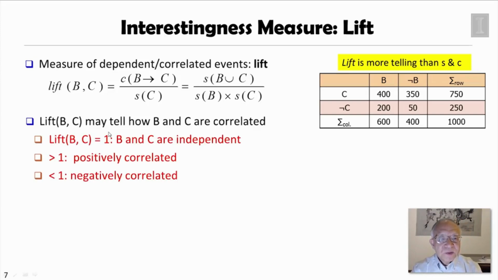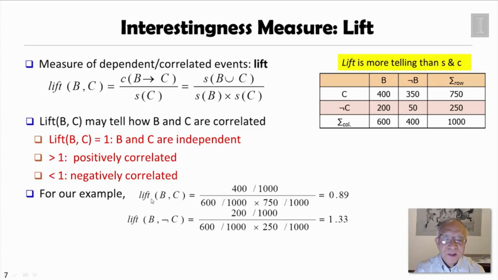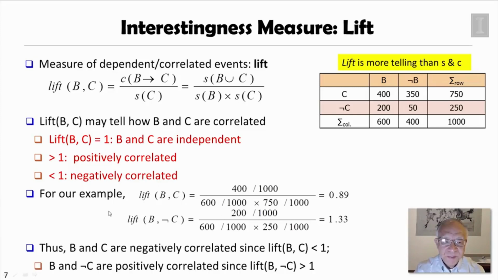For lift, the general rule is if the lift is 1, then these two items are independent. If it's greater than 1, they are positively correlated. If it is less than 1, they are negatively correlated. For our example data set, we calculate the lift of B and C, and of B and not C. We derive 0.89 and 1.33. From this data set and the rules, we can see B and C are negatively correlated because the lift is less than 1. B and not C are positively correlated because the lift is greater than 1. This actually fixes our problem because we know B and C should be negatively correlated, and B and not C should be positively correlated. So this looks very nice.